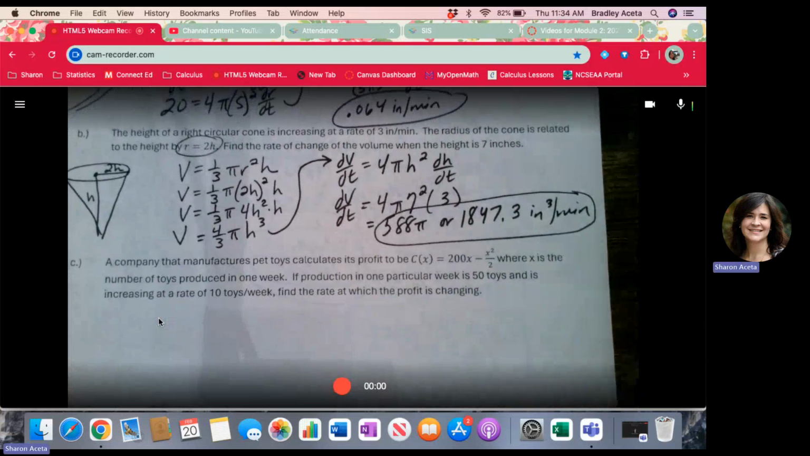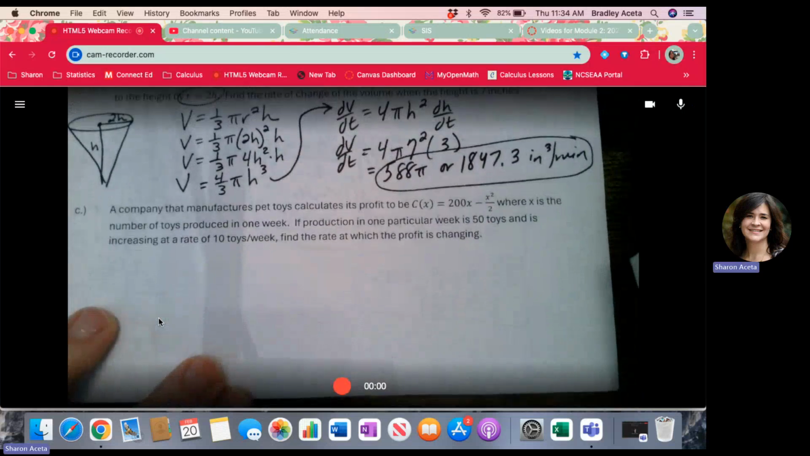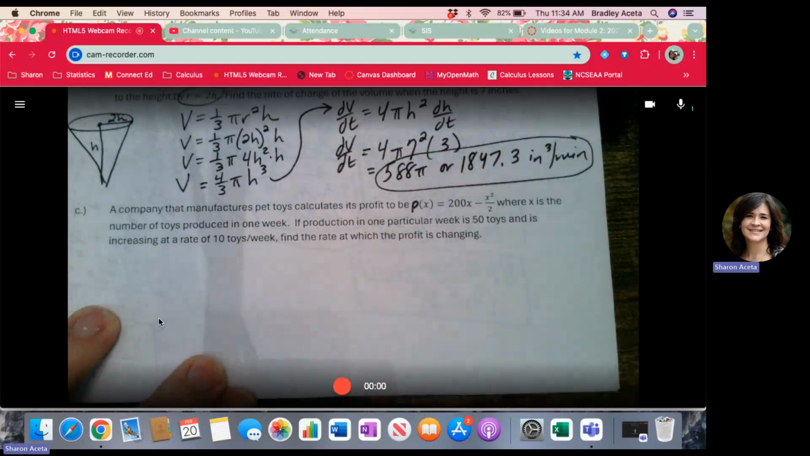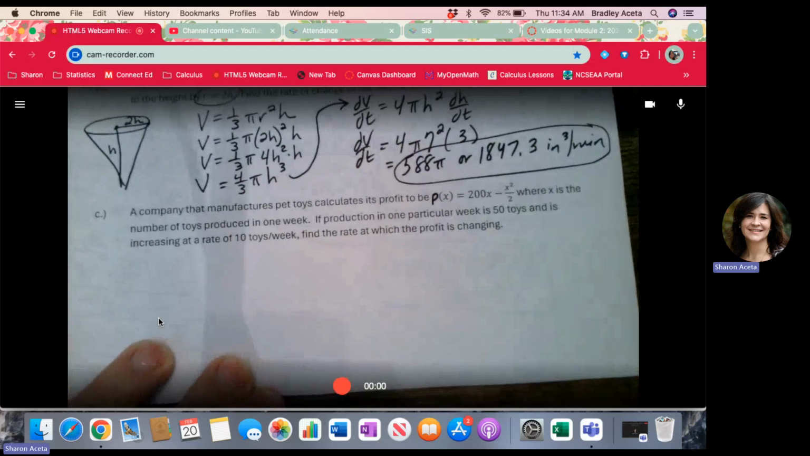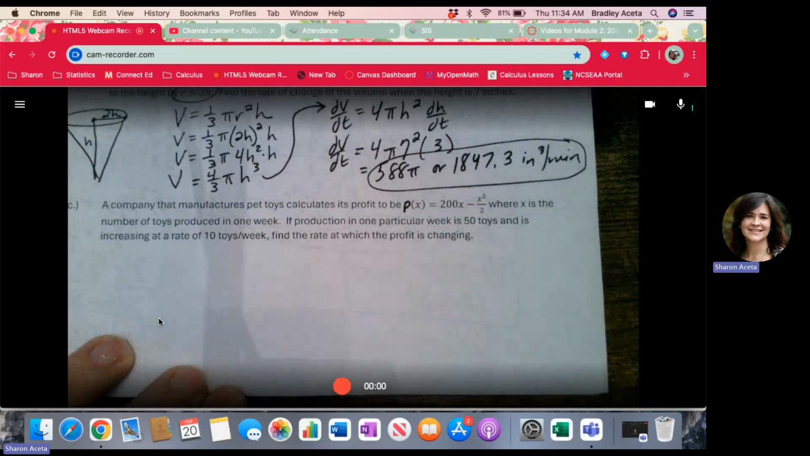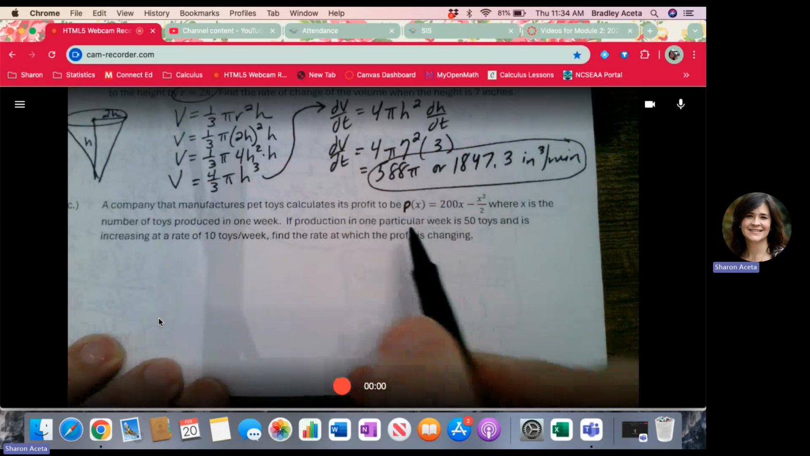All right, and then what about some business? And I know I made a mistake here. This should be P of x. A company that manufactures toys calculates its profit to be 200x minus x squared over 2, where x is the number of toys produced in a week. If the production in one particular week is 50 toys and is increasing at a rate of 10 toys per week, find the rate at which the profit is changing, okay?